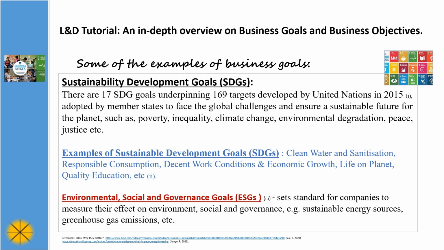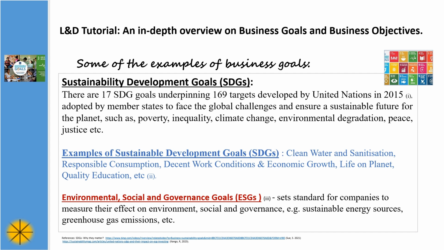These goals are written for the government, and companies can decide which of their strategies is affecting the world around them, or what can the company do for the provision of clean water and sanitization, quality education, employees' rights, etc., and include these goals as part of their company strategy. Another form of an important framework are environmental, social, and governance goals, which set standards for companies to measure their environmental and social and governance impact, such as using sustainable energy sources, measuring greenhouse gas emissions, etc.